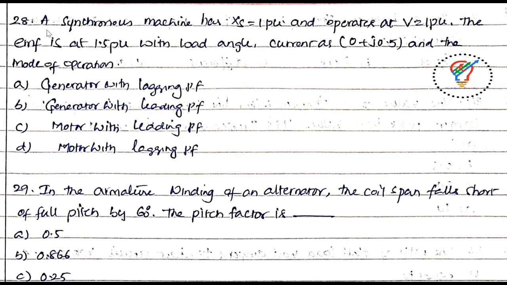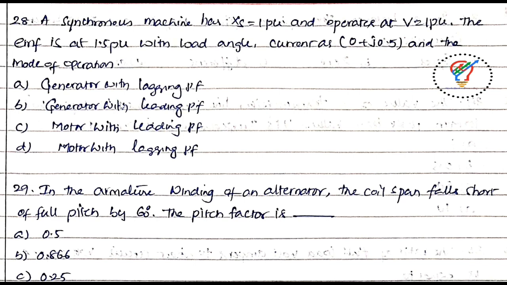The question is: a synchronous machine has Xs is 1 per unit and operates at V is equal to 1 per unit. The EMF is 1.5 per unit and the load angle, current is 0 plus j 0.5, and the mode of operation here. The examination asks you to find the condition of the machine, whether it's working as a generator or as a motor, and what about the power factor here.